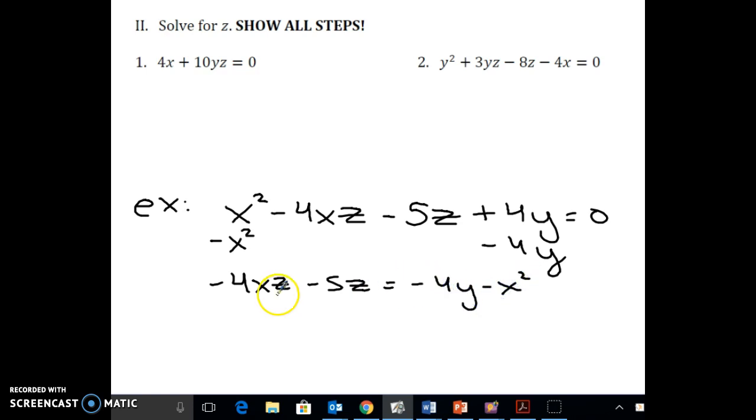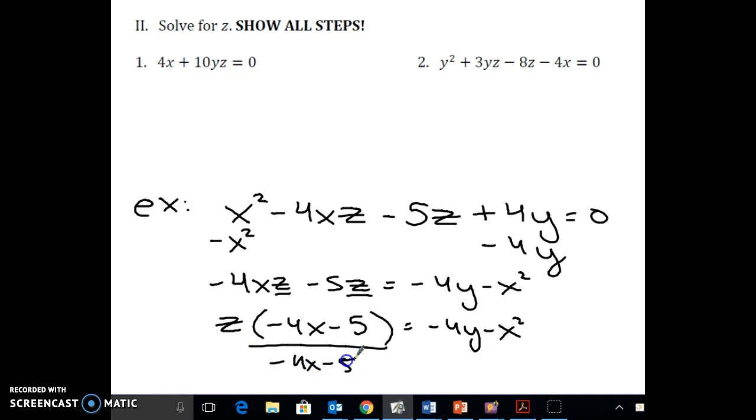And now I see that both of these have a z, so I'm going to factor that out. Once it's factored out, you're going to divide both sides by what's in parentheses, and that's what z equals, and you're done. So this one is a lot like that. Okay, so I would recommend trying these two problems before you move on.